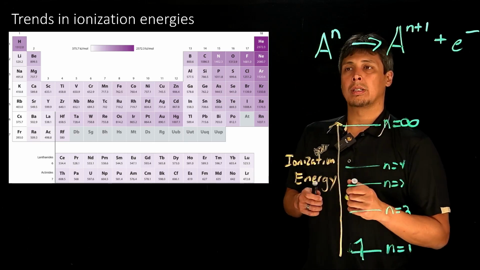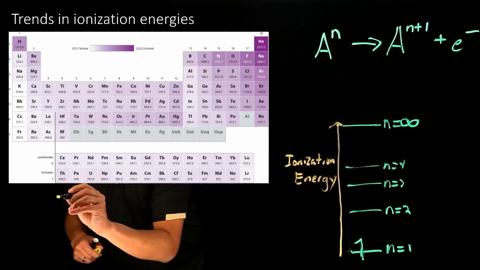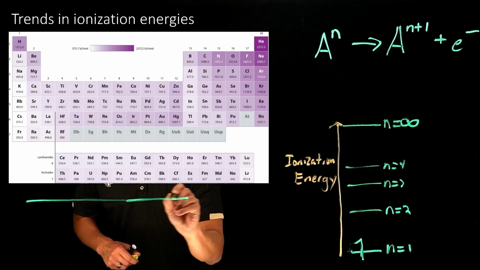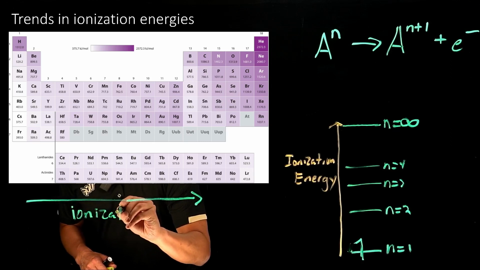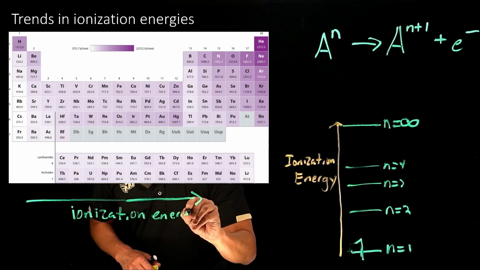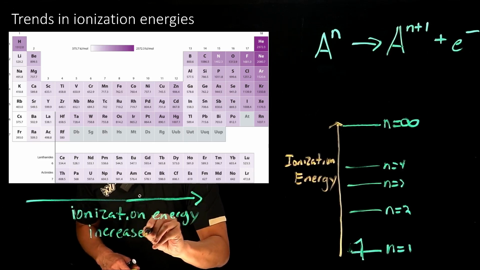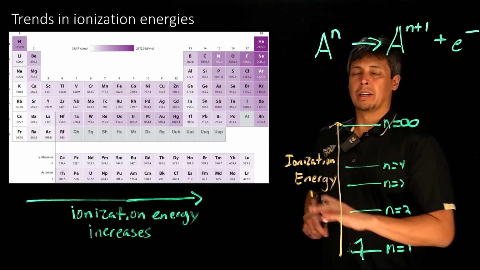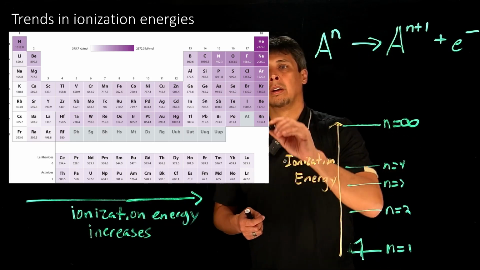Okay, and so we see some general trends, and we've discussed these a bit previously. As we go across a period, ionization energy increases. Not uniformly, as we've alluded to before, but in general, the trend is that the ionization energy increases as we go across the period.